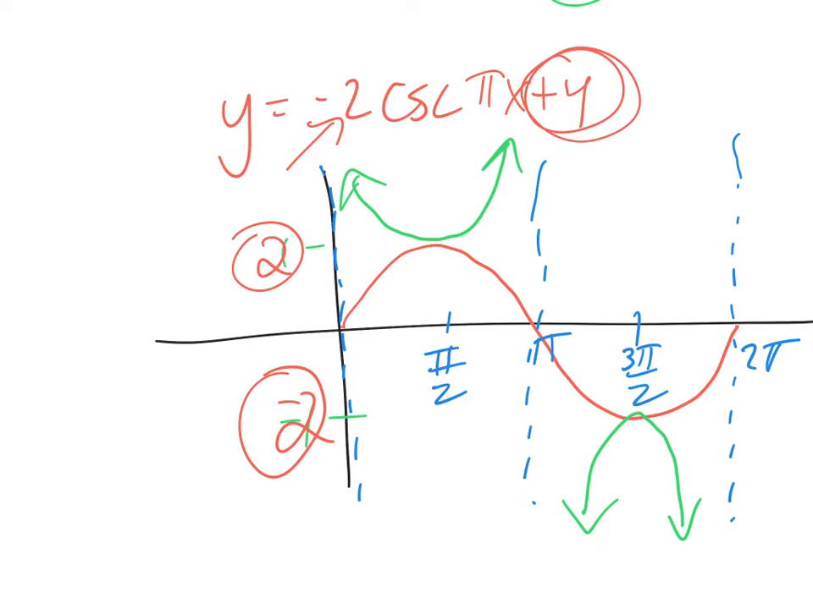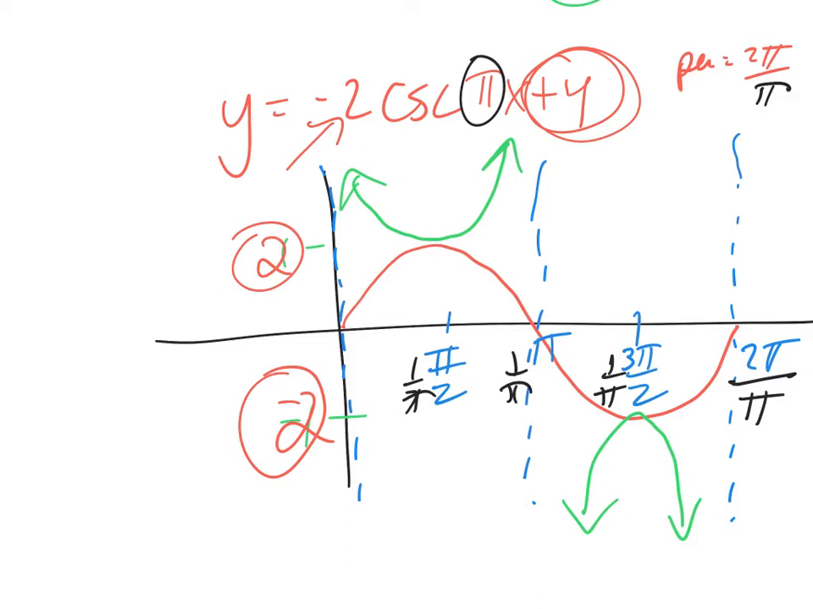Okay, anyway. Next, period equals 2 pi over b. But what's b? That's weird, but b is, you see it? It's pi. So what's 2 pi over b? 2 pi over pi. So everything, like the 2 pi, needs to be divided by pi, or multiplied by 1 over pi. And a lot of people got confused by that. A lot of people are going to lose this half a point.